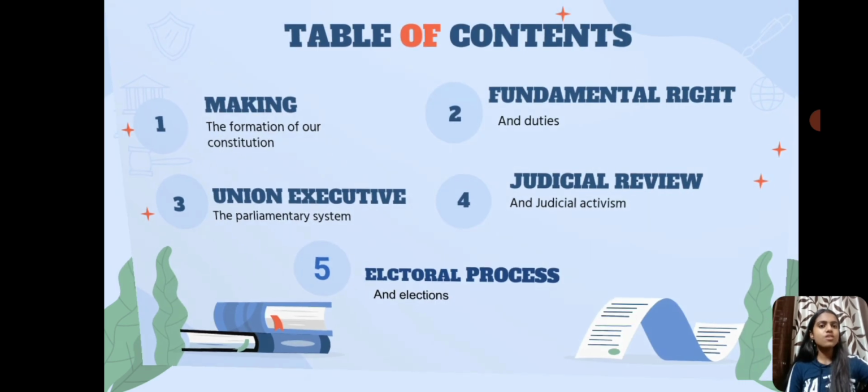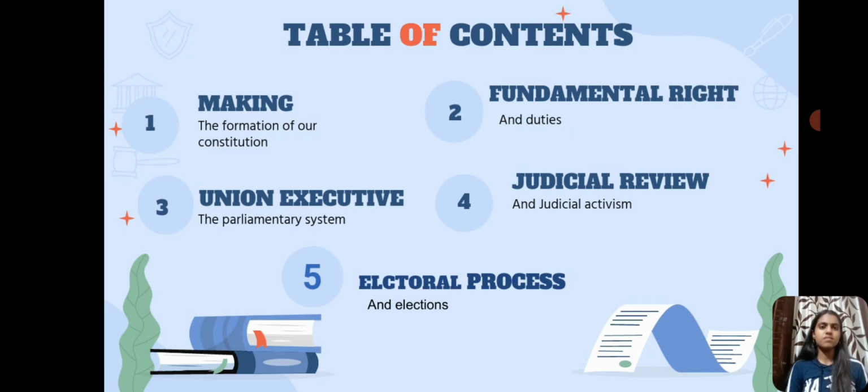Firstly, let us look into the table of contents. We are going to learn about the making, that is the formation of our constitution, the fundamental rights and duties, the union executive, that is the parliamentary system, the judicial review and the judicial activism, and finally the electoral process, that is how the elections are going to be made.